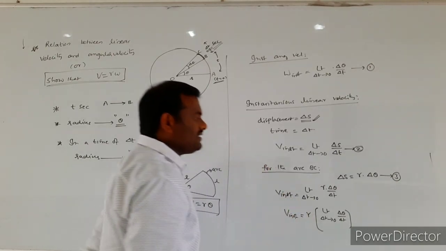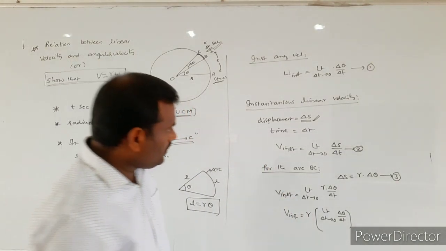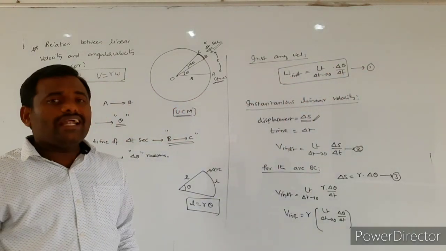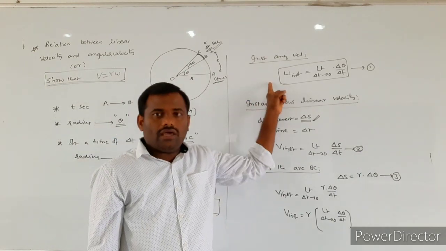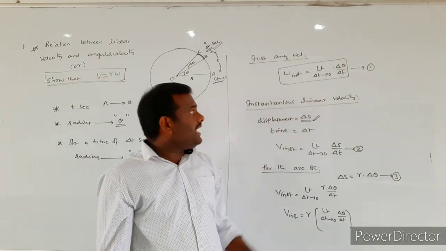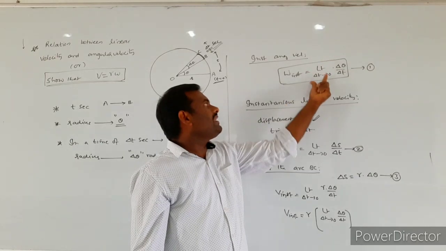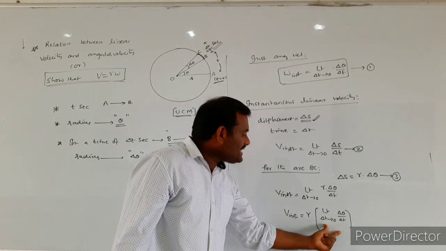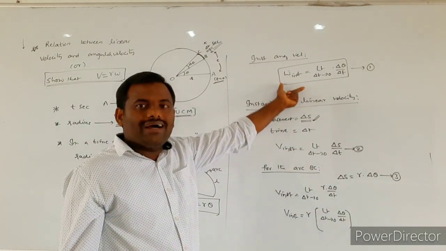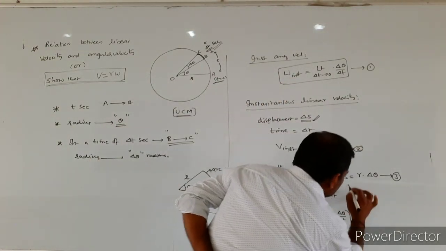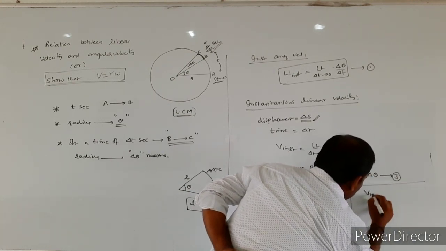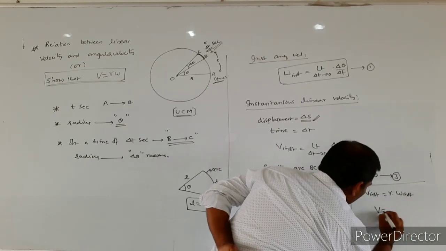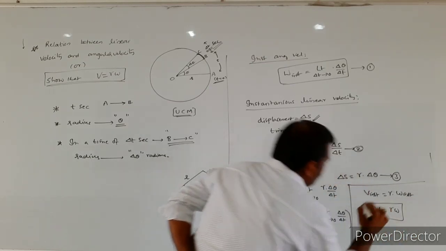V instantaneous is equal to... See equation number 1. What is equation number 1? Instantaneous angular velocity omega is equal to limit delta t tends to 0 delta theta by delta t. Therefore, in the place of this value, directly I write omega instantaneous. Therefore, V instantaneous is equal to r into omega instantaneous, or simply we will write V is equal to r omega.